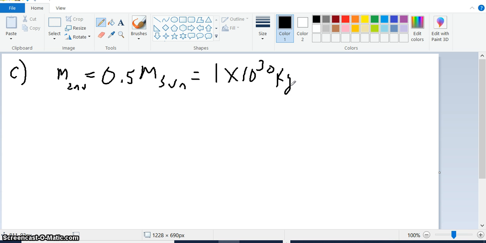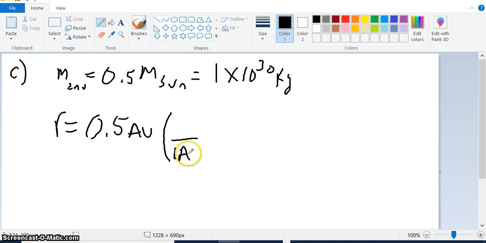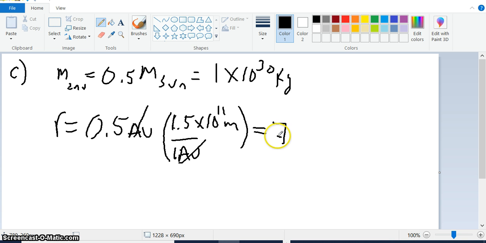And the size of it, so that's the mass. And then the radius they give us is half an astronomical unit. 0.5 AU, and an astronomical unit, of course, is the average distance between the Earth and the Sun. We're going to have to change that from astronomical units. 1 AU is 1.5 times 10 to the 11th meters, and of course the AUs cancel, so half of 1 astronomical unit turns out to be 7.5 times 10 to the 10th meters.